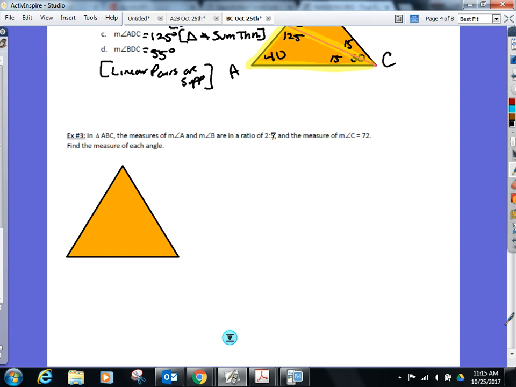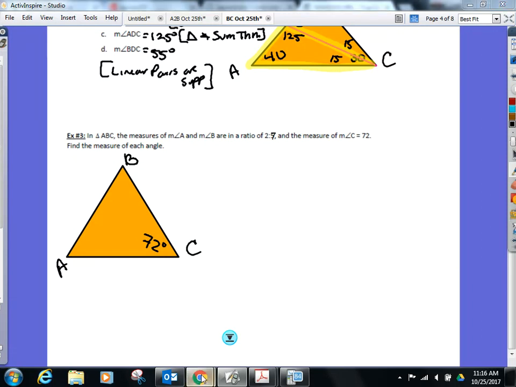Okay, same thing, triangle ABC. Set this bad boy up. A and B, a ratio of 2 to 7. I'll get back to that in a second. Angle C, 72 degrees. Perfect. What do you want to do with that 2 and 7? We've been doing something with two numbers in a ratio all year long, how to put them into a diagram, how to put them into an equation.